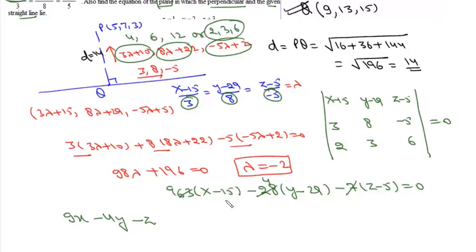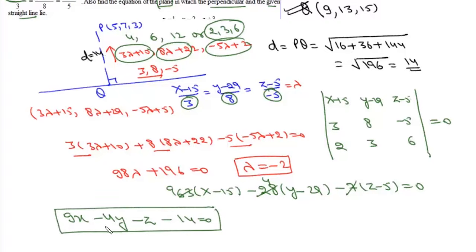Now 15 into 9 is 135. 135 and then 4 into 29 and then plus 5. So this value is minus 14 equals 0. So equation of plane containing this line and perpendicular is 9x minus 4y minus z minus 14 equals 0. And that is the answer to this question.